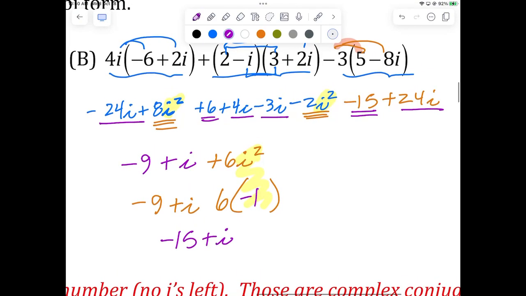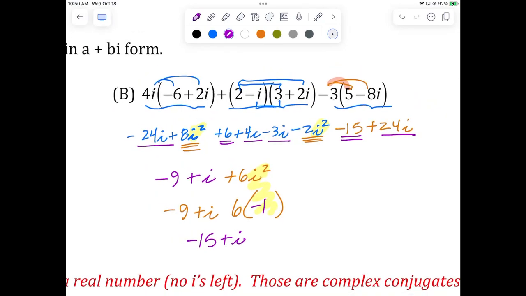Inch by inch, it's a cinch, right? Inch by inch, it's a cinch. Not hard, a little bit tedious. You got to be detail-oriented, and you got to be organized. But don't forget, i squared is negative 1.